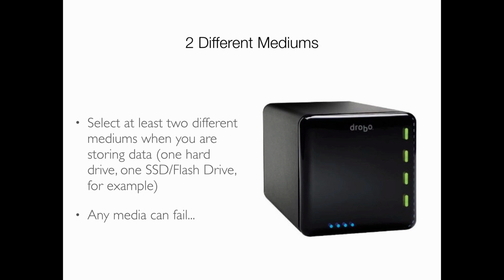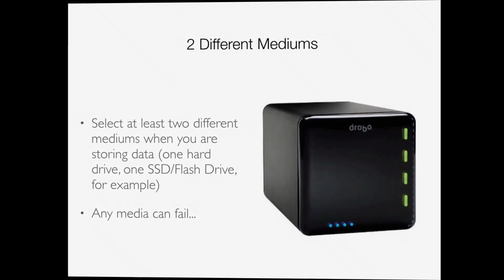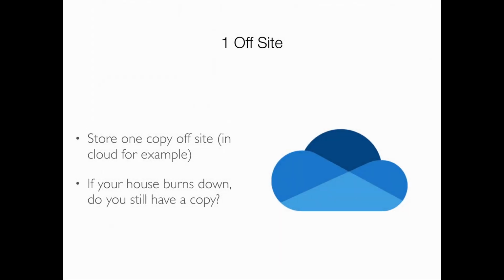2 is that it should be on 2 different mediums. So you have one on your hard drive, you have one on a flash drive. You have one on your hard drive, you have one up in the cloud somewhere. So it should be 2 different mediums, because any medium can fail. And the one is that 1 copy shouldn't be with you. So 3 copies, 2 different mediums, one of which is not with you. So it's somewhere away. It's somewhere off-site.